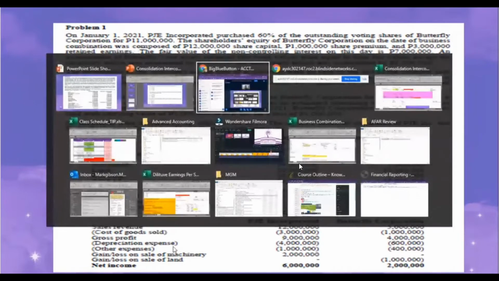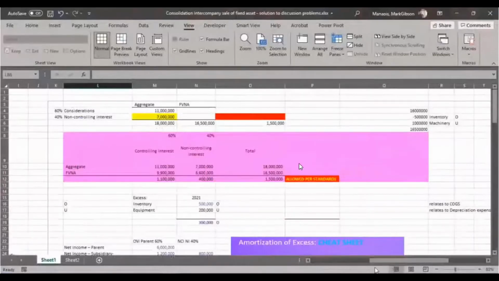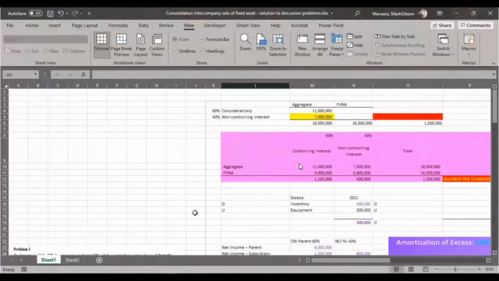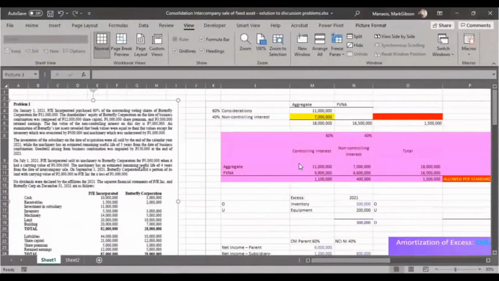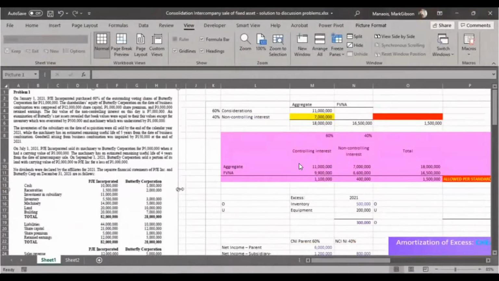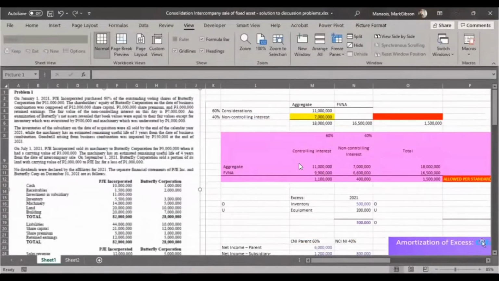Isa-isayin muna natin yung concept. No? So problem number 1, una nating pag-usapan ay yung goodwill, no? So how are we going to account for the goodwill?